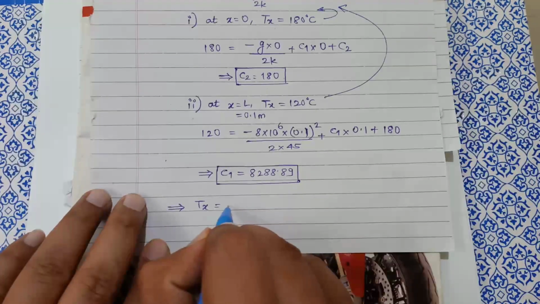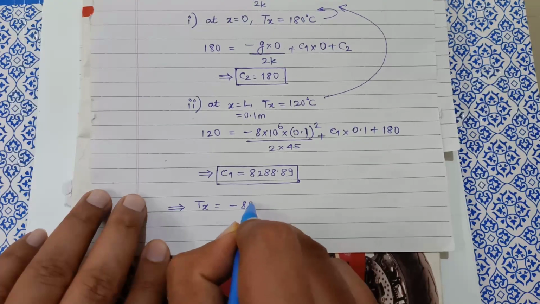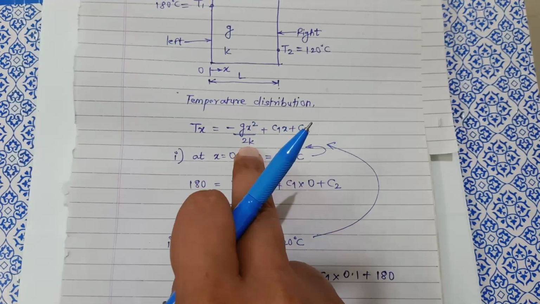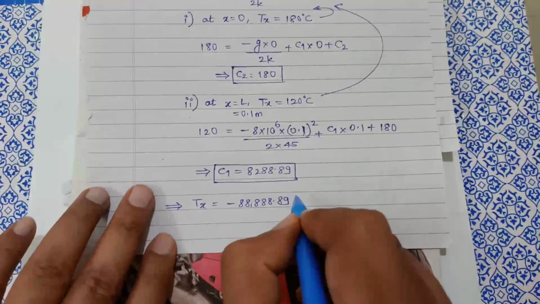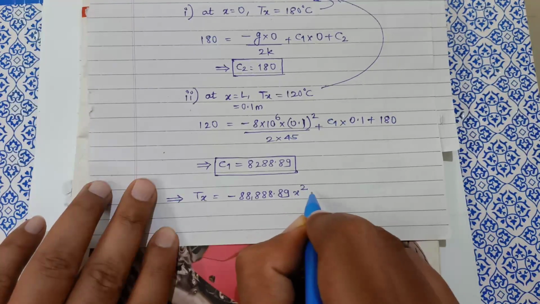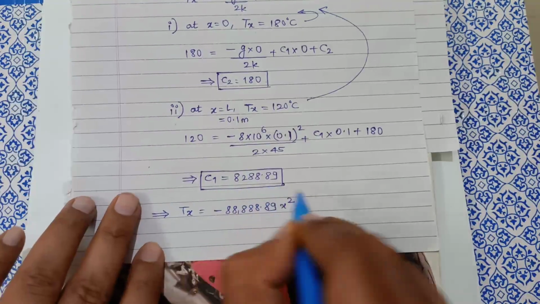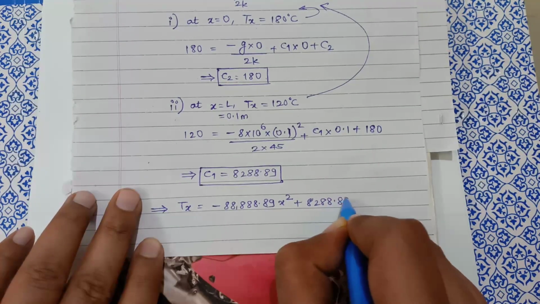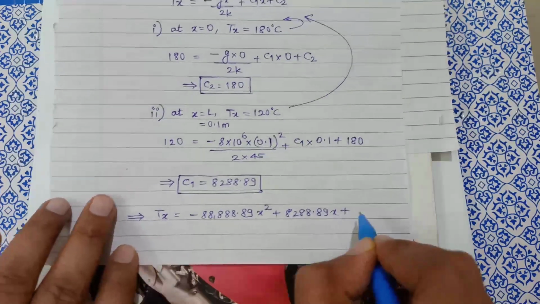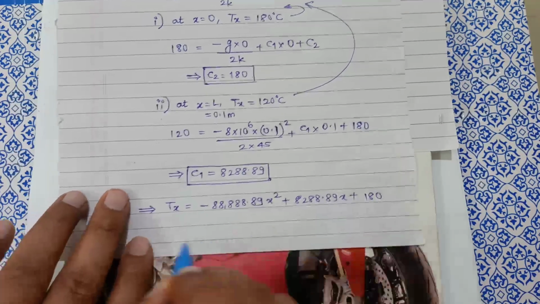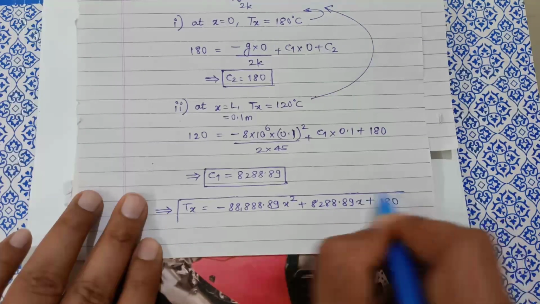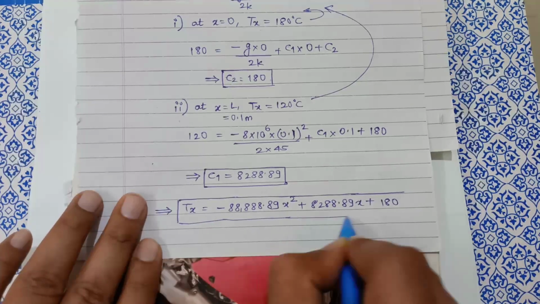So it will be minus 88,888.89. This is the value of g by 2k. x square will remain as it is. So this will be multiplied with x square plus C1, which is now known to us. So C1x will be 8288.89x plus C2 will be 180. So that's the general expression for temperature distribution in the given conditions of this plane wall.